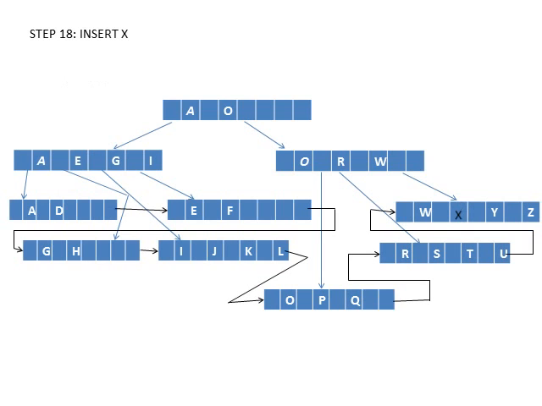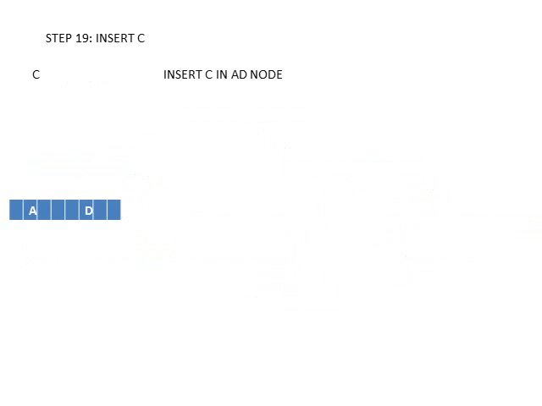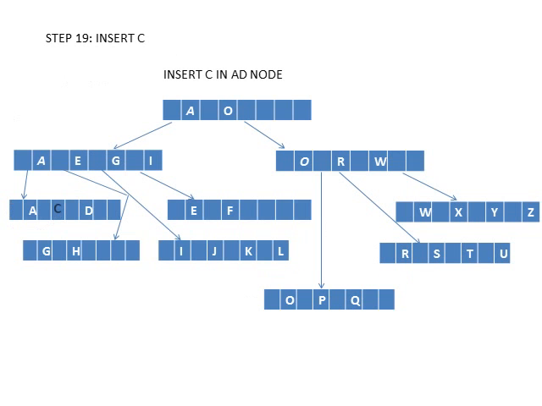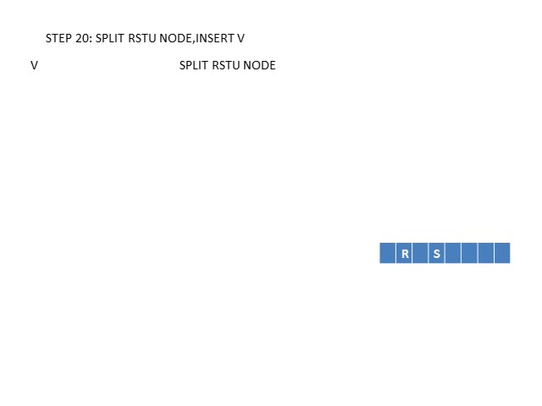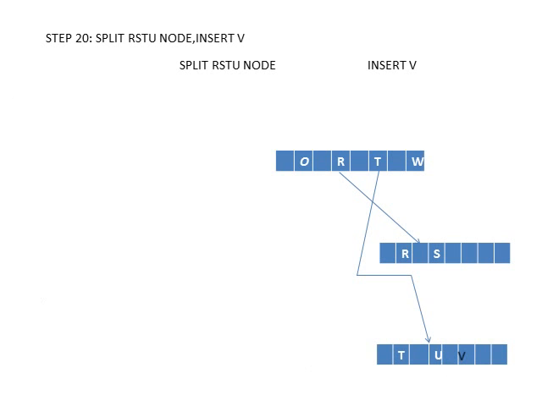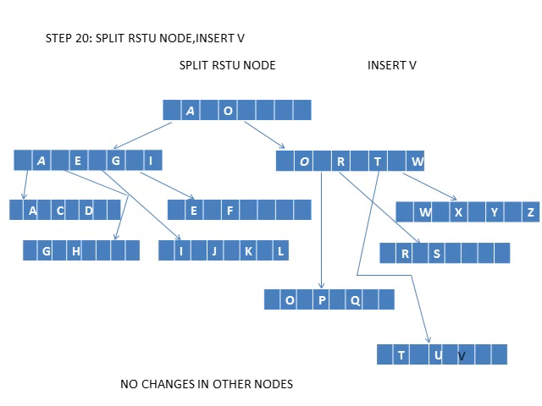Now next key is X. We again insert it into the appropriate node. Next we insert C into the node containing A and D. Again no changes to the other nodes. Next key to be inserted is V. We split the RSTU node to insert V. Then we insert the element. The other nodes remain unchanged.